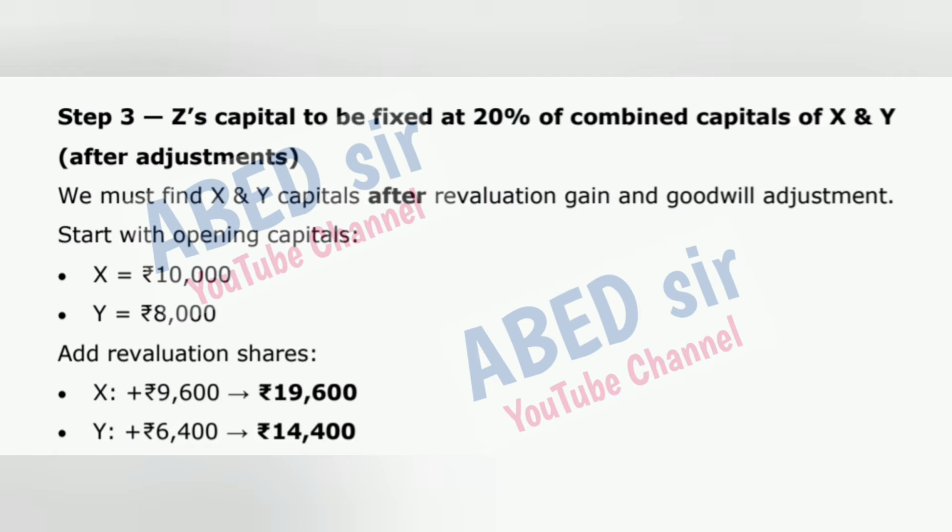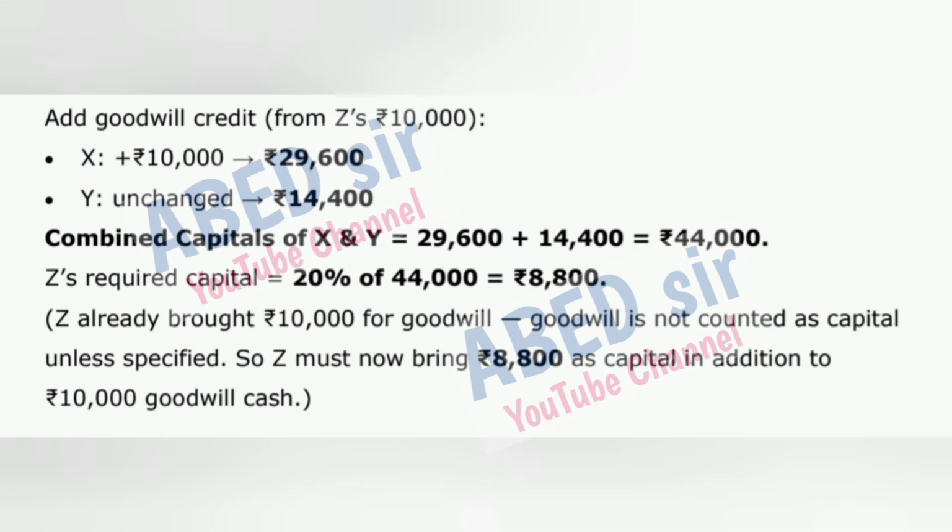We must find X and Y capitals after revaluation gain and goodwill adjustment. Start with opening capitals. X is equal to 10,000 rupees. Y is equal to 8,000 rupees. Add revaluation shares. X plus 9,600 is 19,600 rupees. Y plus 6,400 is 14,400 rupees. Add goodwill credit from Z of 10,000 rupees.